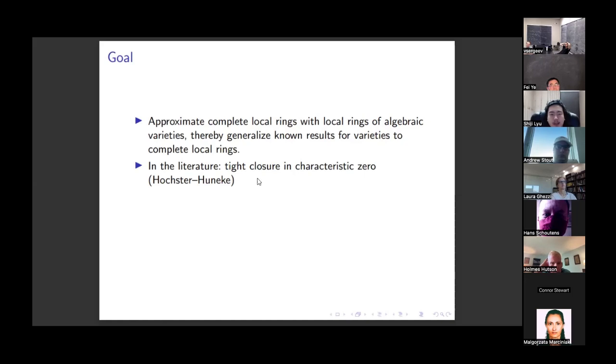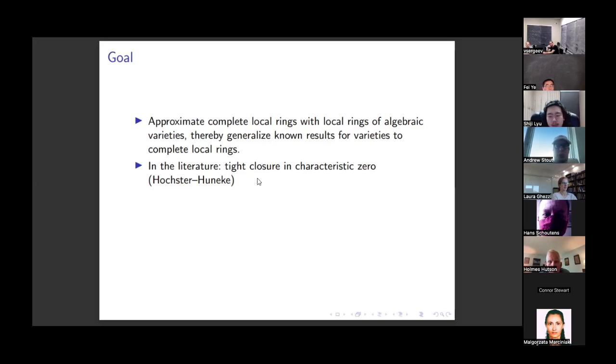But that is not available for complete local rings. However, you can approximate them with local rings of algebraic varieties, have tight closures in those approximations, and then take some sort of limit or colimit or whatever. This is, in fact, very close to the approach we are taking in this paper, even though we only found out after we started. This is not entirely new, because it's a very natural thought that many commutative algebraists might have considered.